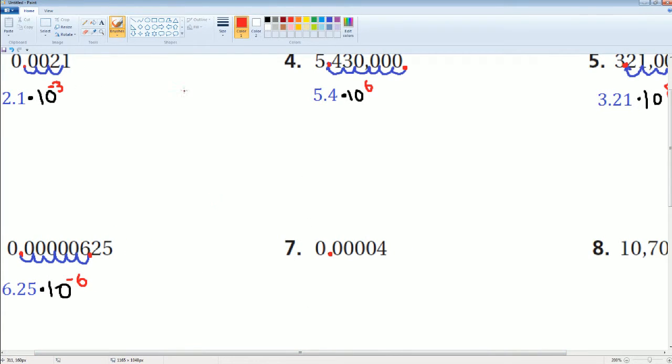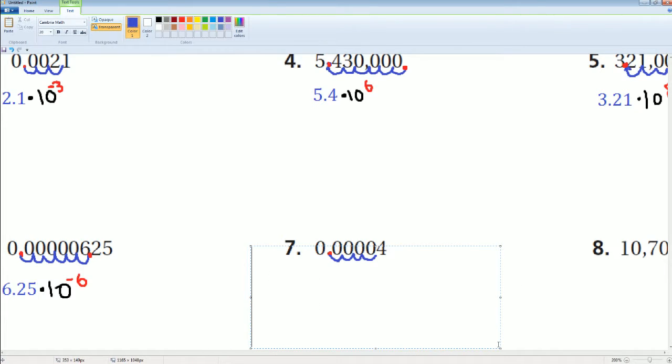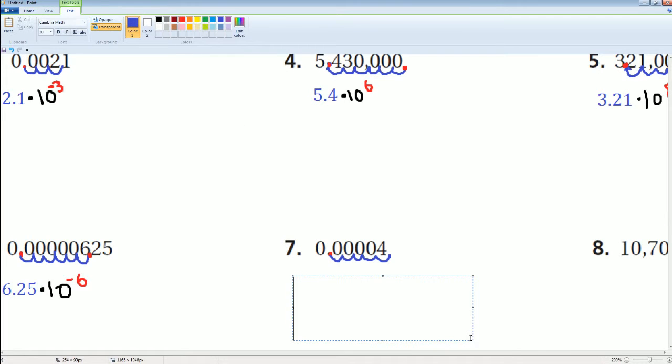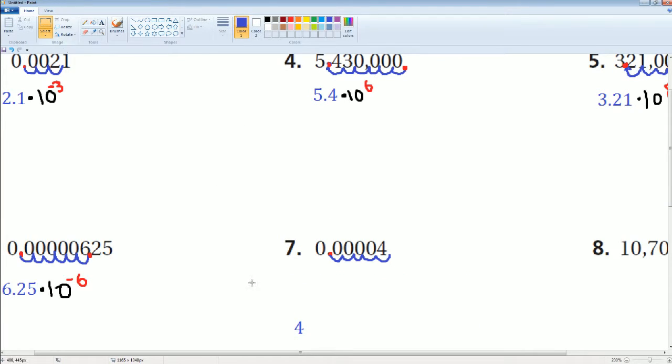The dot's here. Let's count. 1, 2, 3, 4. Perfect. 4. So that was 0.4. Does that work? No, I would have to move over one more time. So let's move it over one more time right here. Perfect. 4. Right? Now I can use the number 4. The number 4 is between 1 through 10. So I like that. I can use that.